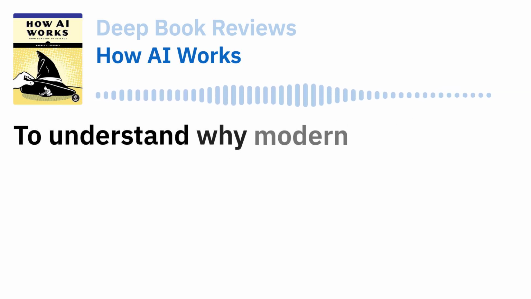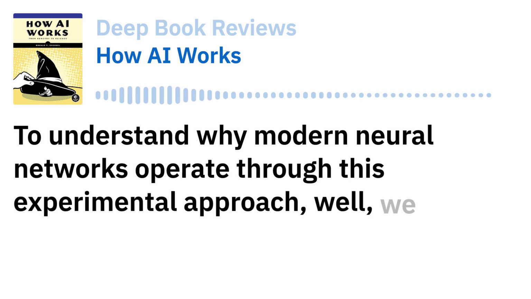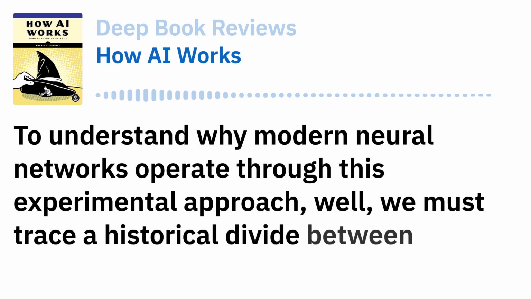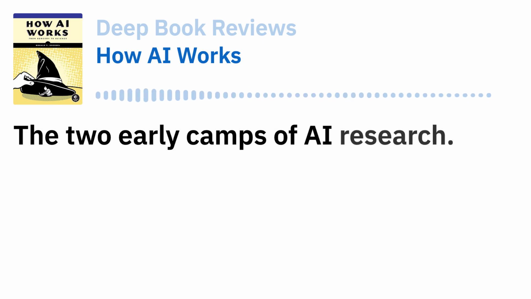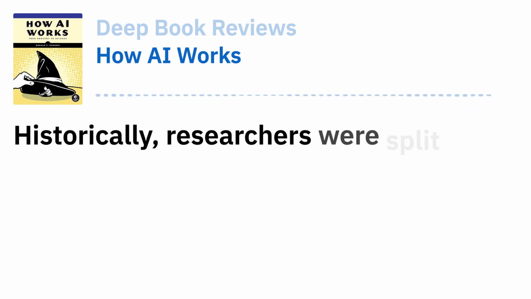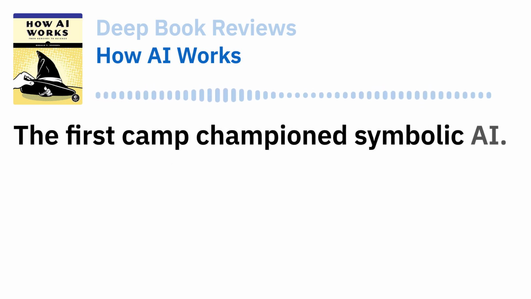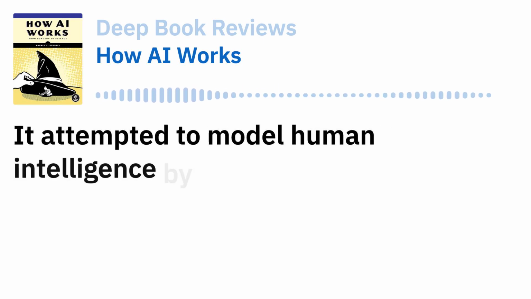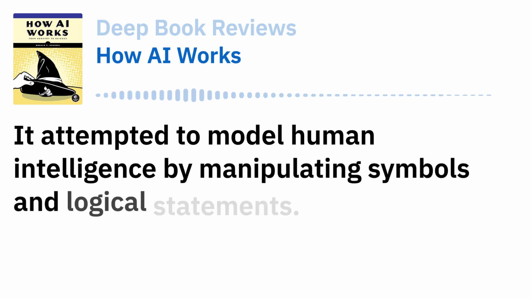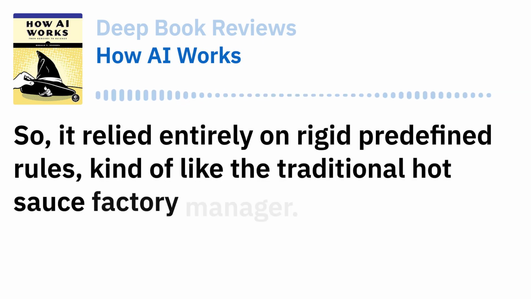To understand why modern neural networks operate through this experimental approach, well, we must trace a historical divide between logic and biology. Right, the two early camps of AI research. Yes. Historically, researchers were split into two primary camps. The first camp championed symbolic AI. This was a top-down approach. It attempted to model human intelligence by manipulating symbols and logical statements. So it relied entirely on rigid, predefined rules, kind of like the traditional hot sauce factory manager.